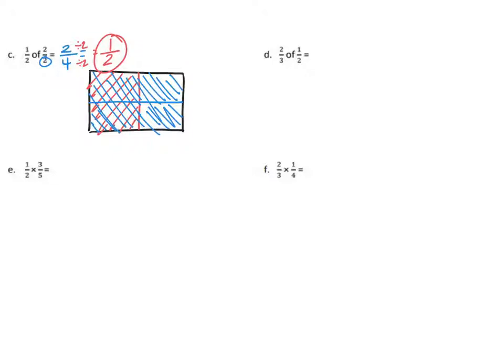I want you to pause the video and do D, E, and F by yourself. Draw your model, split it using the denominator of the first number. So this one you would split into thirds, and then you would split it into halves in the other direction. Pause the video.